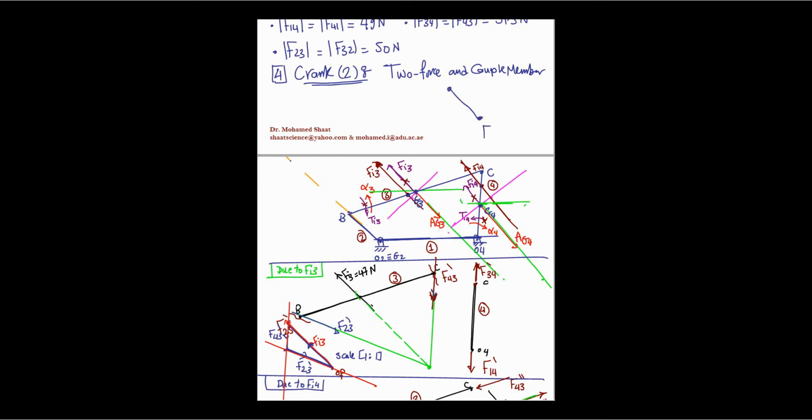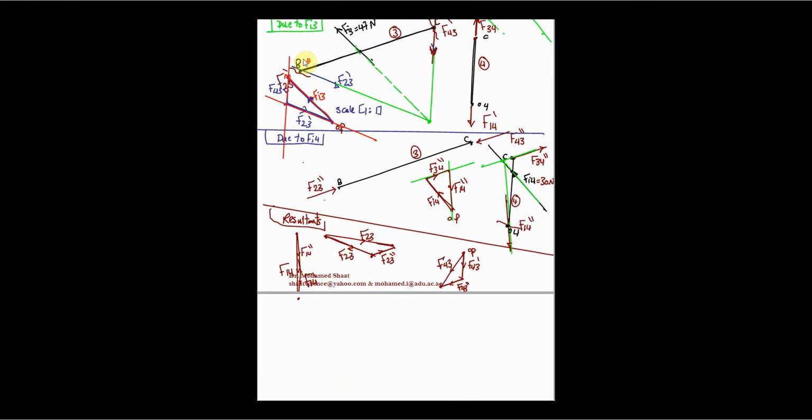What should this force be? This force should be F12. This is the force that comes from the ground, 1 acting over 2. And this force should be the force that comes from 3 acting over 2, that we already got. We got the magnitude of F32 as 50 Newton. And the direction of this force should be opposite to F23. What is the direction of F23? This is the F23 direction. This is the resultant force that we got, and its direction should be going down here.